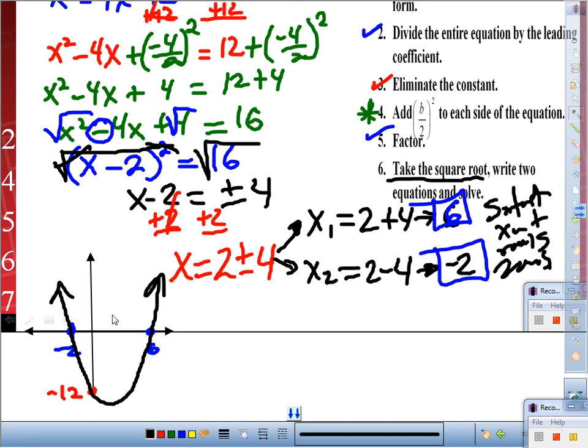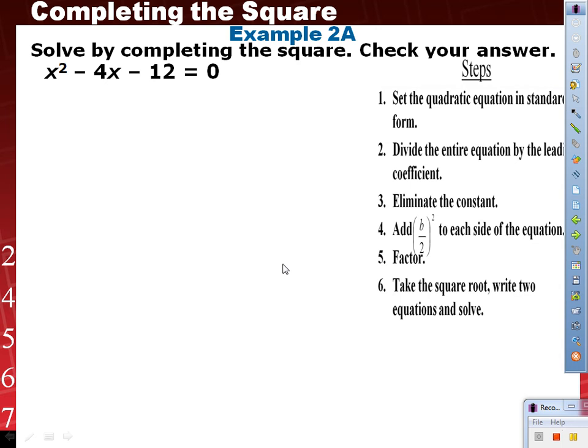And you know how to check, yeah? Okay. We good? Okay. Let's do one more. Example 2b. X squared minus 4x minus 6 equals 0. This one you should be able to go a little bit faster now. See if you can do that one by yourself.